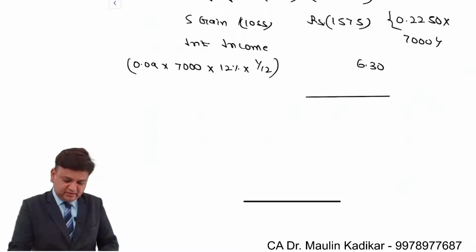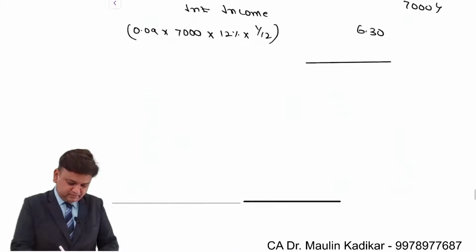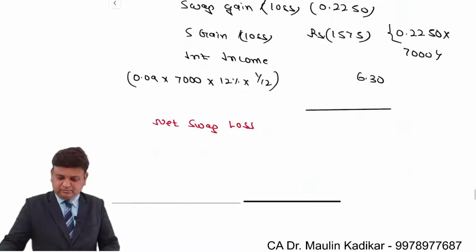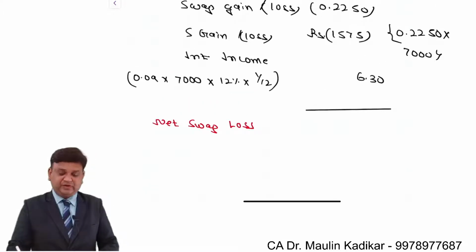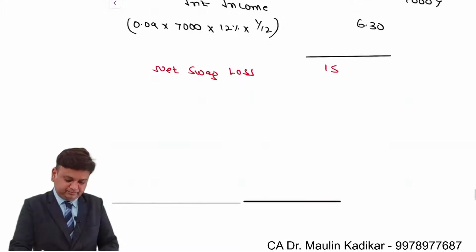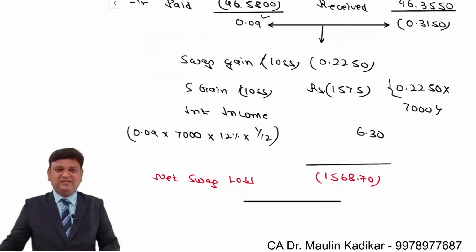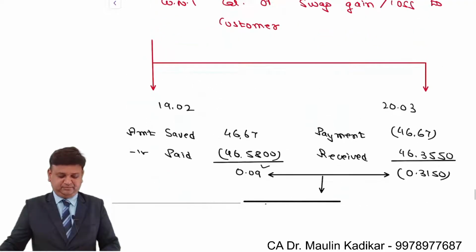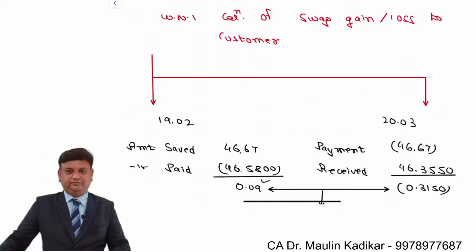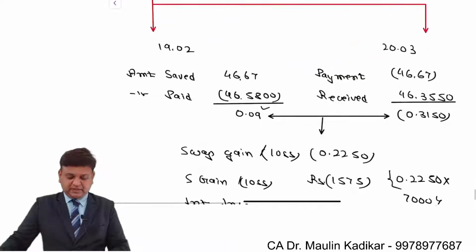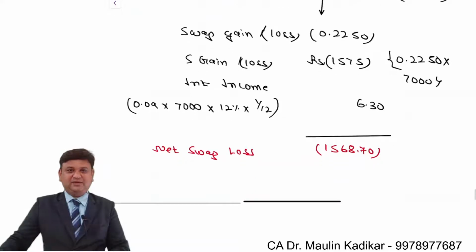So this is the way the net swap loss is 1568.7. This is what we understand. Please write an answer. This is the way the answer is calculated.